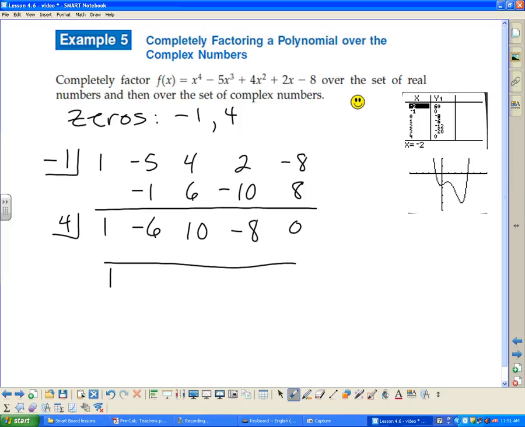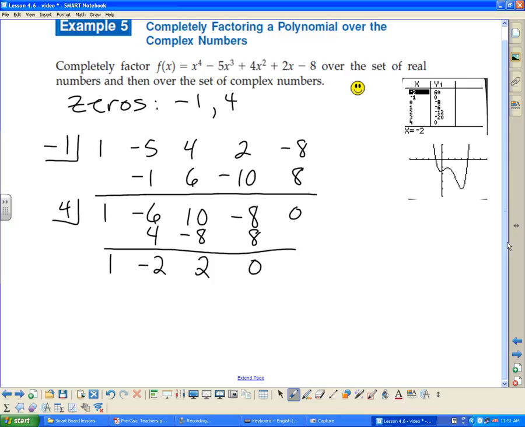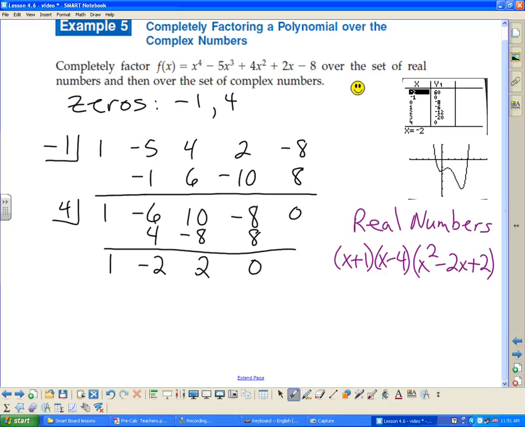to a quadratic, where we can either use the quadratic formula or completing the square. So bring down a 1 again. 4 times 1 is 4, so this is -2. Times 4 is -8, which gives us +2. Times 4 is +8, and we get 0. So factoring this over the set of real numbers, we will have x plus 1, x minus 4, and x squared minus 2x plus 2. And so that would be the factorization over the set of real numbers.